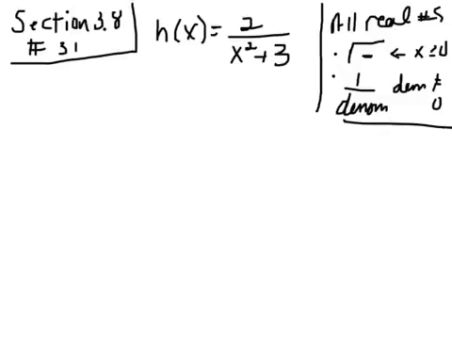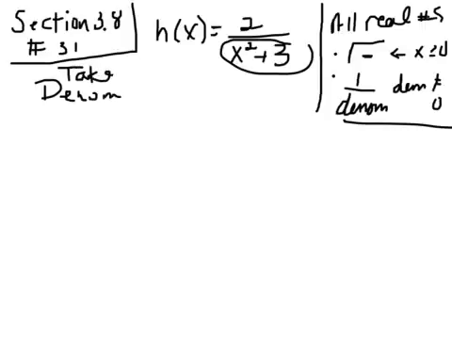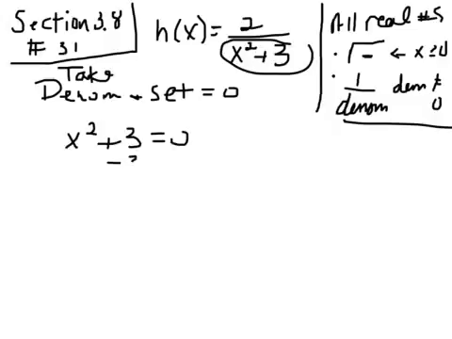So we see we have a fraction, we see we have a variable, we need to check it out. So what we do is this, we take the denominator and set it equal to 0 to see if there's going to be any problem. So let's do that. x squared plus 3 is 0. Well, let me subtract 3 from each side. x squared equals negative 3.